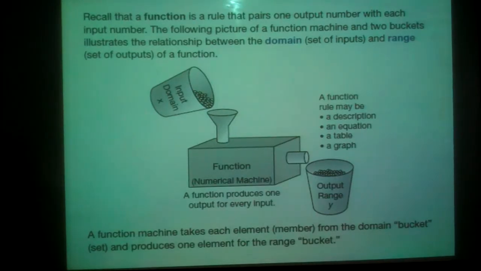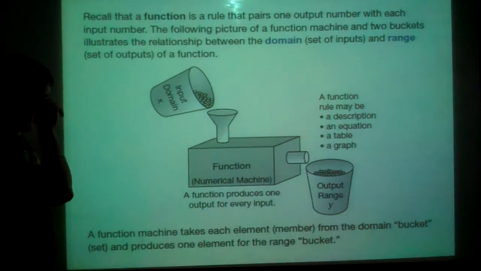Okay? So recall that a function is a rule that pairs one output number with each input number. The following picture of a function machine and two buckets illustrates the relationship between the domain and the range, the set of outputs of a function. Okay. So domain and range are the two new things that we're going to talk about.